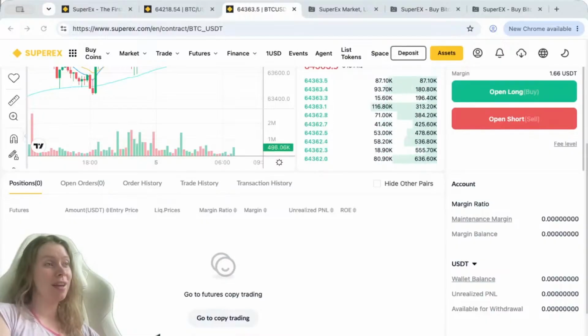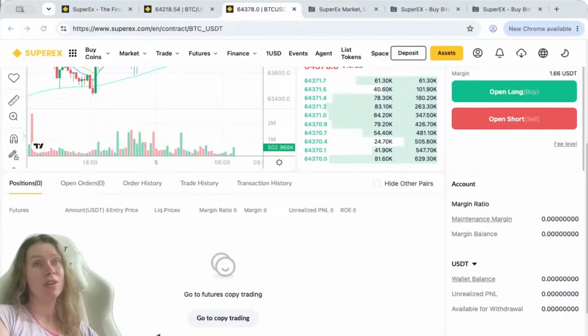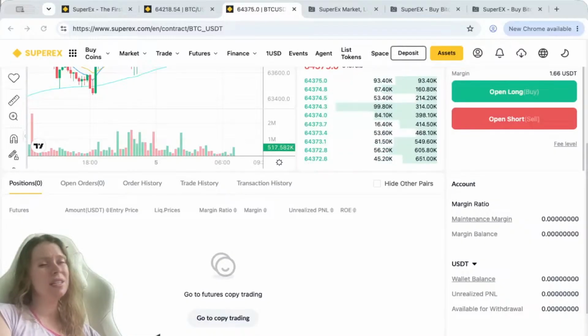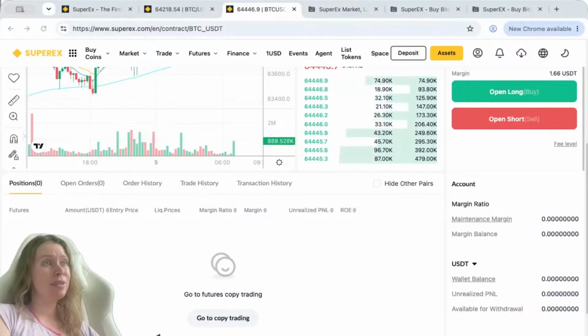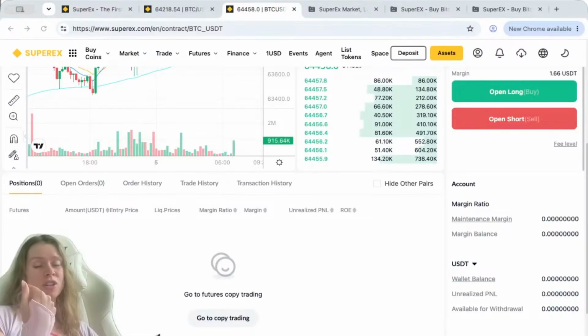Whereas SuperEx, what I love is just how simple it was. Within 5 minutes of me setting up my account, I was able to deposit funds and start doing a trade. And don't worry, withdrawal of funds is just as easy.